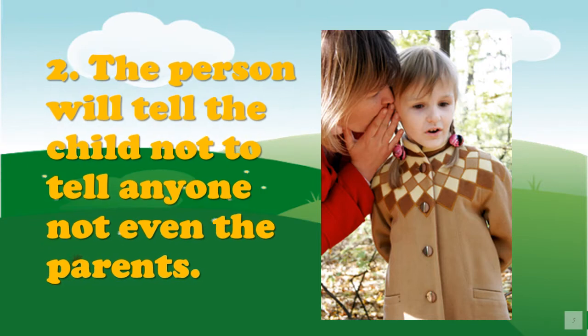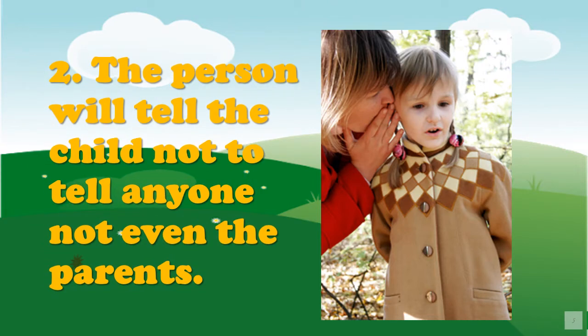Then the next way to know an abuser, to know someone that wants to abuse you, to know somebody that has a bad intention, the person will tell the child not to tell anyone, not even the parents. The person will say, Joy, listen to what I want to tell you. This thing I want to tell you is very important. It's very good for you. Don't let mommy know. Don't tell daddy about it. Don't tell Auntie John about it. Don't tell Auntie Jane about it.